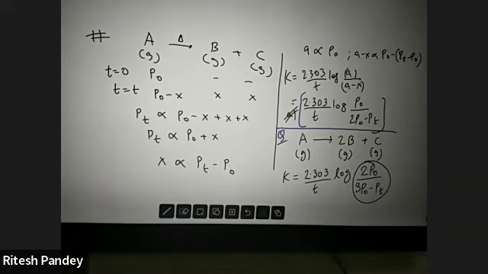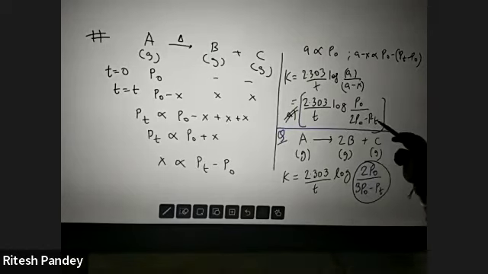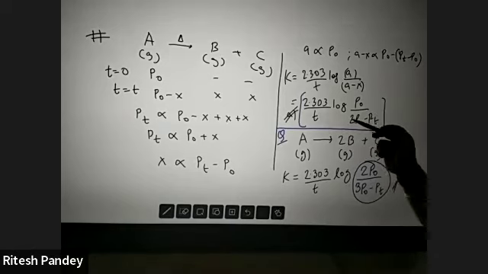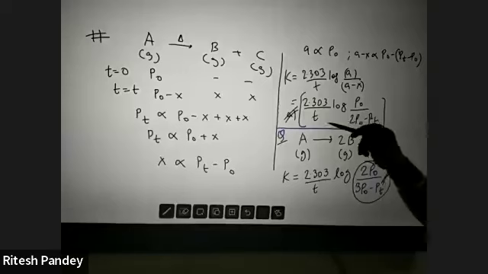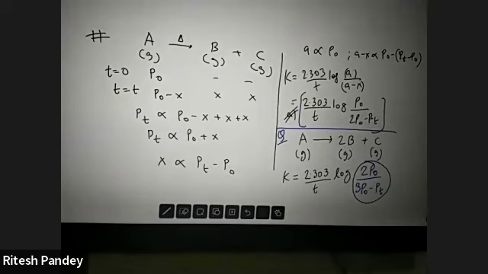In a real problem, what can also happen is for different T, they'll give you different Pt. Naturally, P naught will be a constant for a given reaction, for a given system, for a given setup. For different T, they can give you different Pt. And by experimental data of different Pt at different time intervals, for 2-3 intervals, if you get the same value of K, this could also be a way of proving that it's first order kinetics.